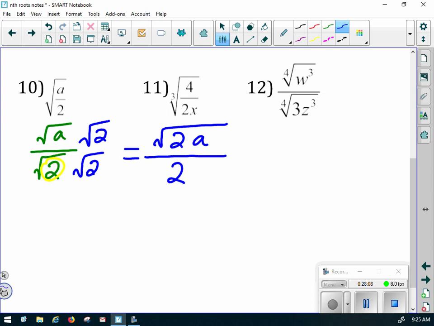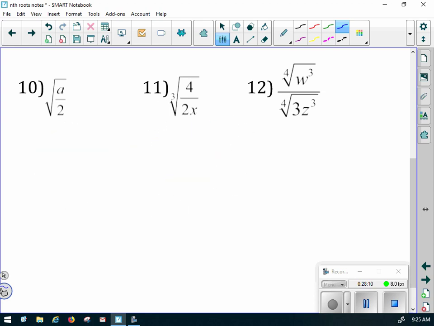Let's do these last 2 here real quick, okay? Cube root of 4 divided by the cube root of 2x. Okay, this is just like number 5. Can any of those simplify right now? No.